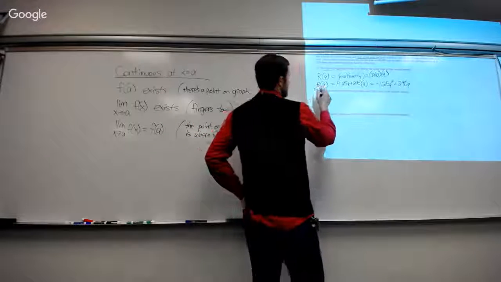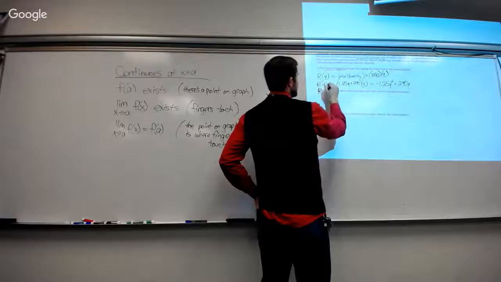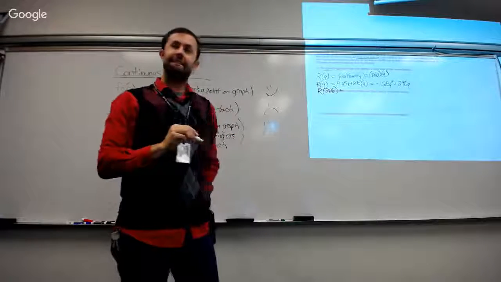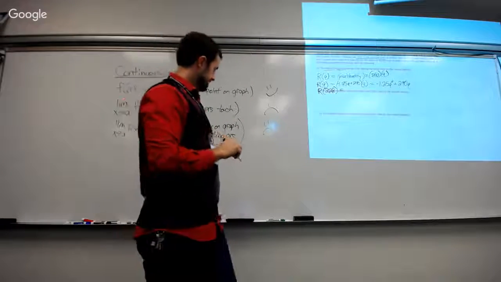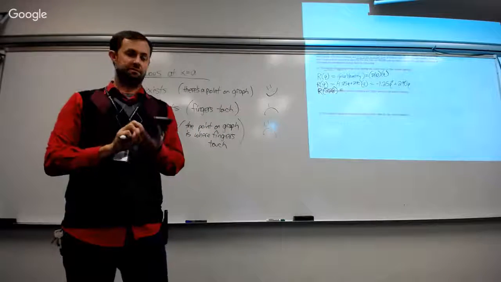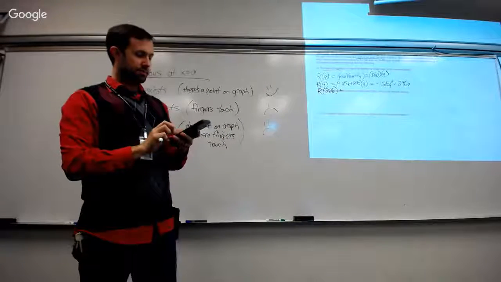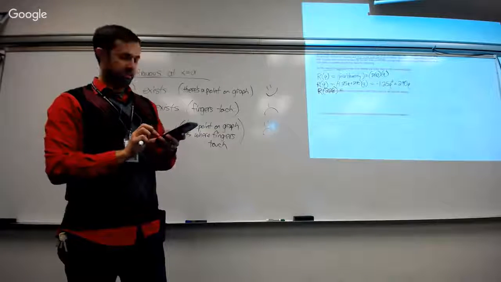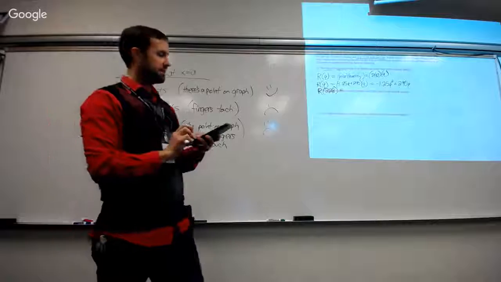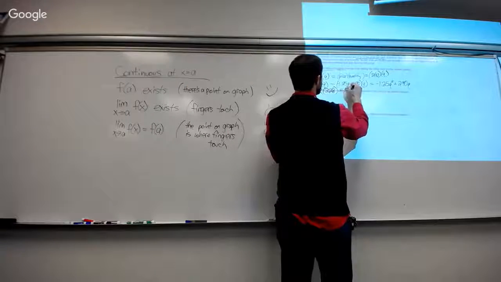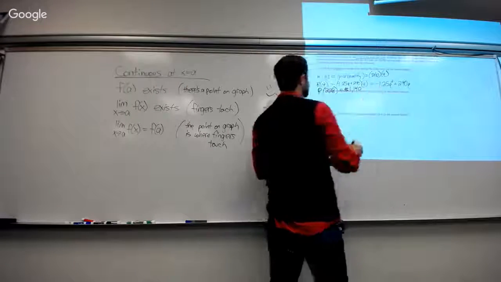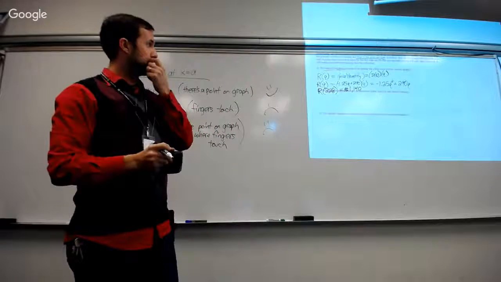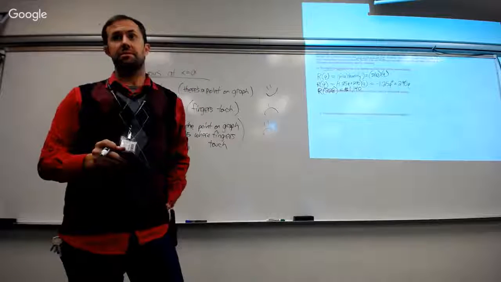So what's our revenue from selling 228 items? How do we find the revenue? You just plug it in. So negative 1.25 times 228 squared plus 290 times 228. And the revenue is $1,140. So that's the regular revenue for selling 228 items.